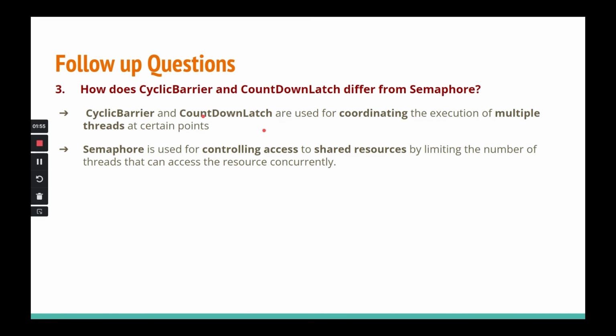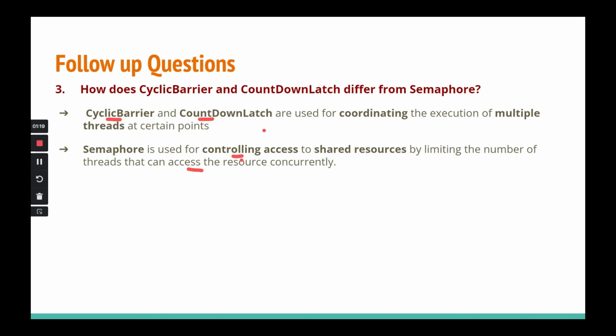So cyclic barrier and countdown latch, like we discussed, they are used to coordinate the execution of multiple threads at certain points. But if you have watched the semaphore video of mine, which I have in this particular playlist also, do check it out. Semaphore's nature is the limiting nature, that it has the number of limits or the permits, where it tries to control the access, that I want only X number of threads to enter inside my gate, and it limits that number of threads to access the resource. So I just want X number of threads to access the shared resource at a given point in time.